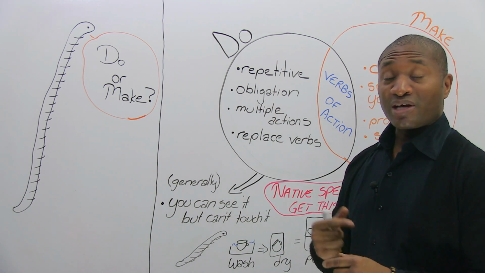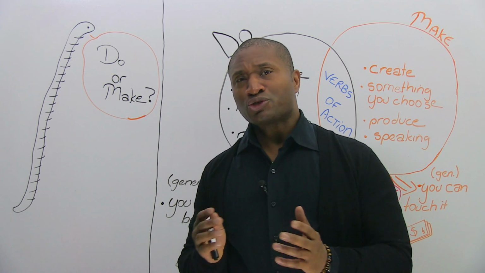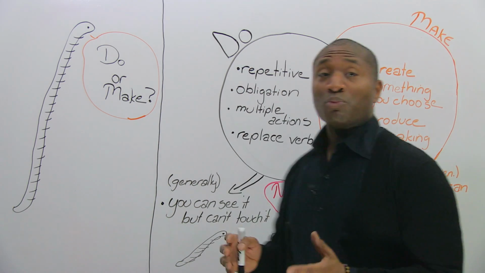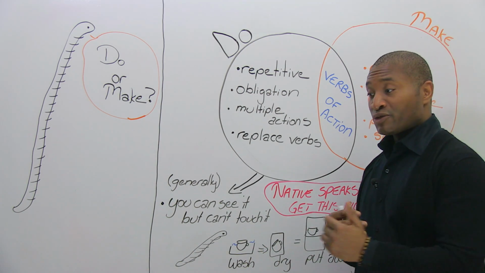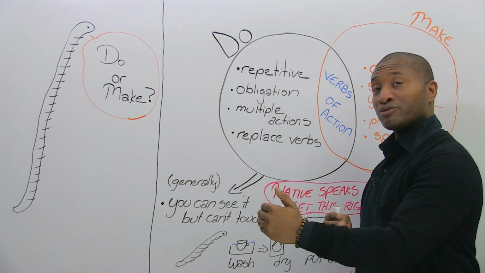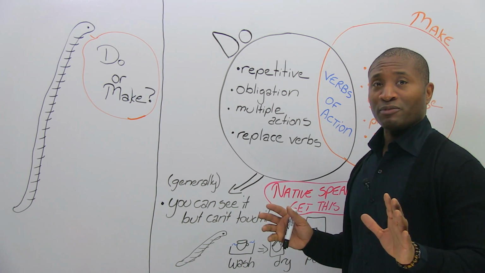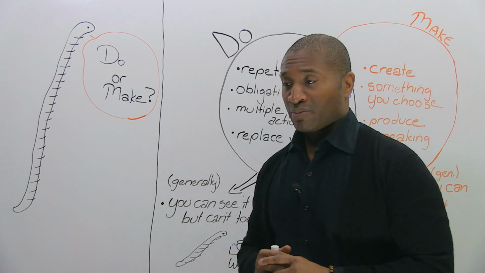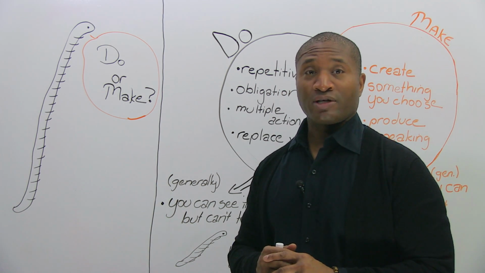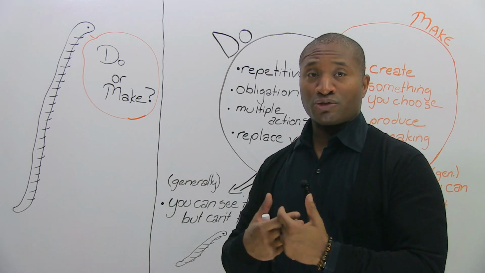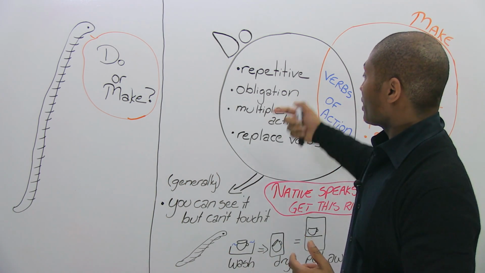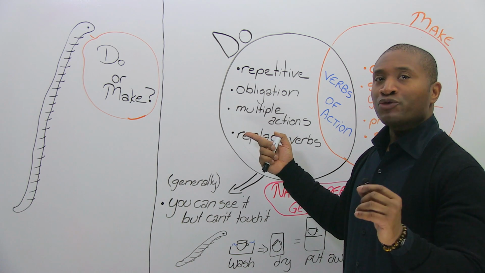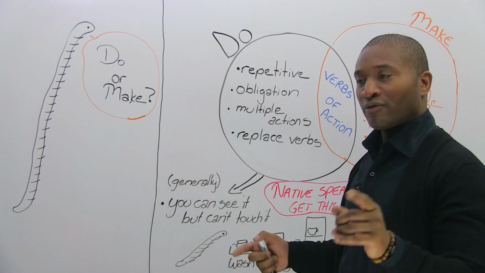If something is done repetitively, we use do, which is true for most simple present verbs. When we talk in the simple present, it's about repeated actions. So do is no different from that, okay? Obligation. An obligation may be something like I do homework every night. It's a thing I must do, okay? So we use it for obligation. Multiple actions. Now listen to me carefully.